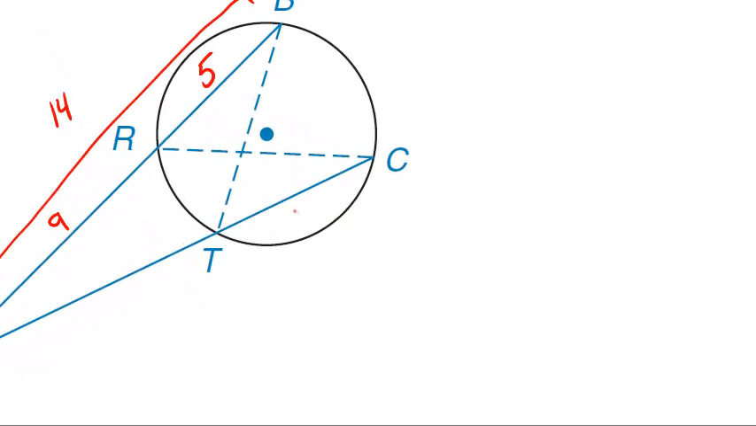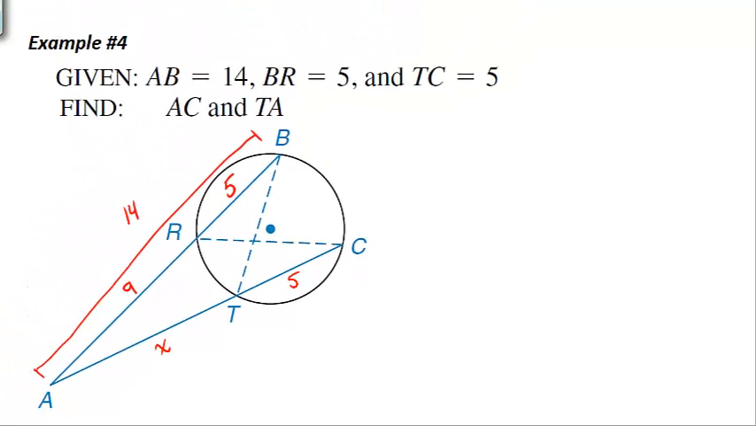They gave us that TC is 5, and we don't know what TA is, so why don't we go ahead and give that a variable x. And we're asked to solve for TA as well as AC, so it makes sense once we get TA we should have AC. So let's go ahead and use our secant formula that we just talked about in the last video.